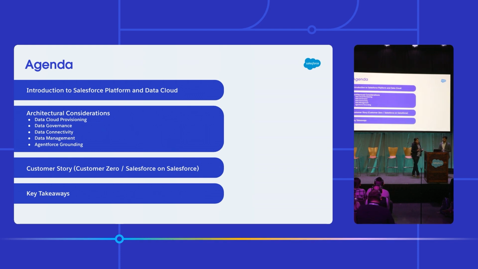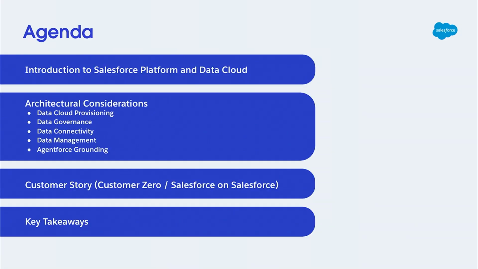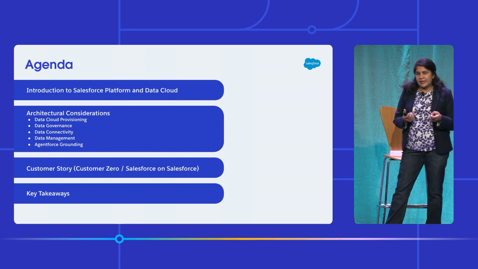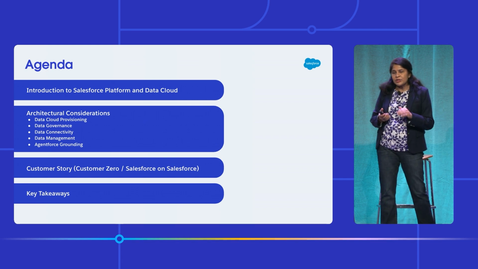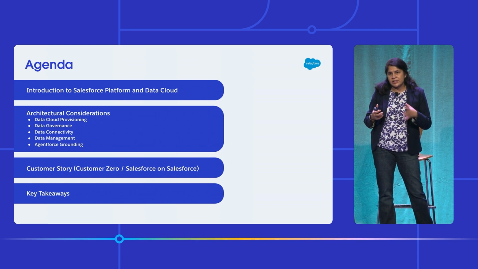So what are we going to cover today? We are going to talk about Data Cloud best practices for Agentforce. How does Data Cloud power Agentforce and what are those considerations from an architecture perspective? We'll start with the introduction for Salesforce platform and Data Cloud, how Data Cloud powers all of Salesforce different clouds and functionality as well. Then we'll double click into architecture considerations where we'll talk about data cloud provisioning, how to provision data cloud, what orgs to use, and governance, very important, especially in the AI world, and also about data connectivity and data management. Then we will also touch upon Agentforce, how do you ground agents with the data.